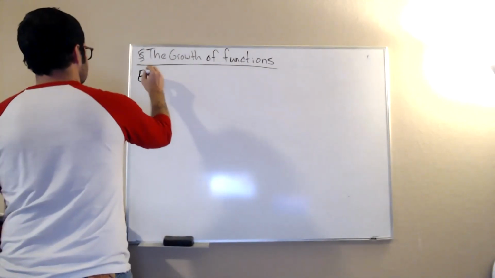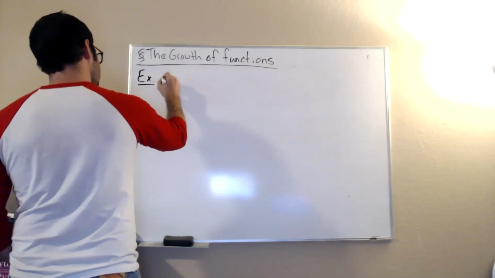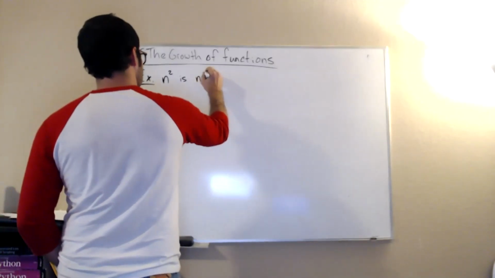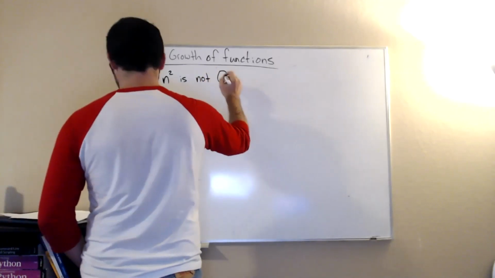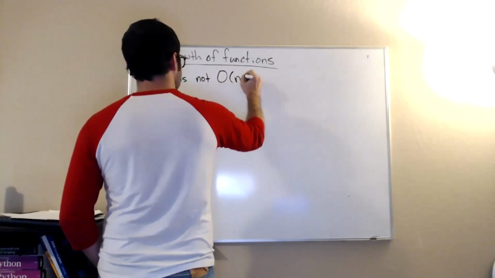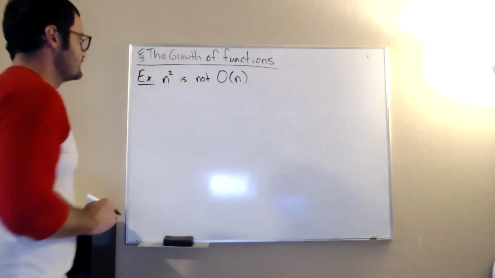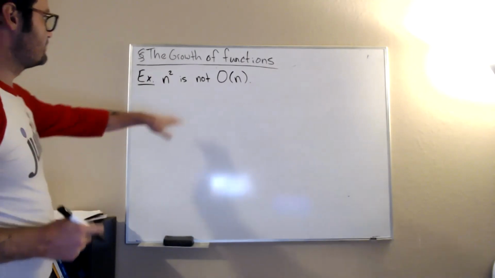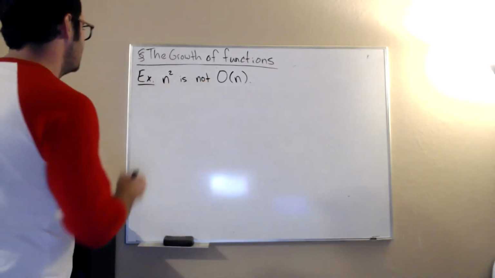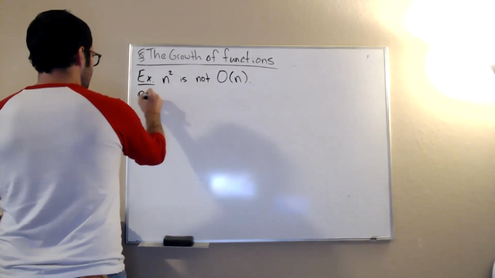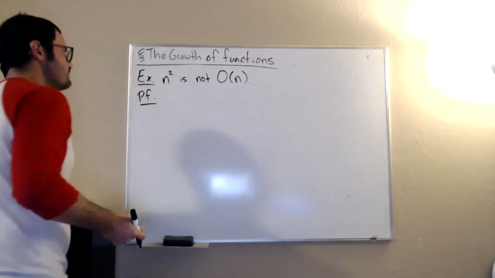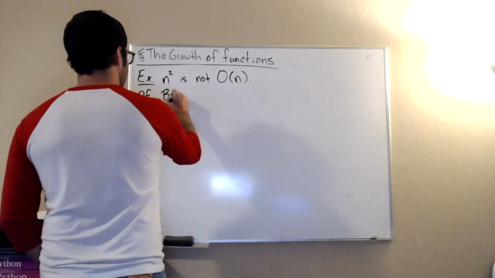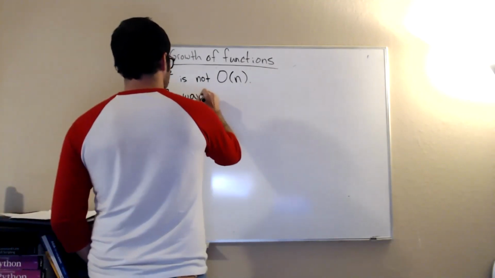For example, n squared is not big O of n. Okay, so in order to prove this claim here, we can prove by way of contradiction.